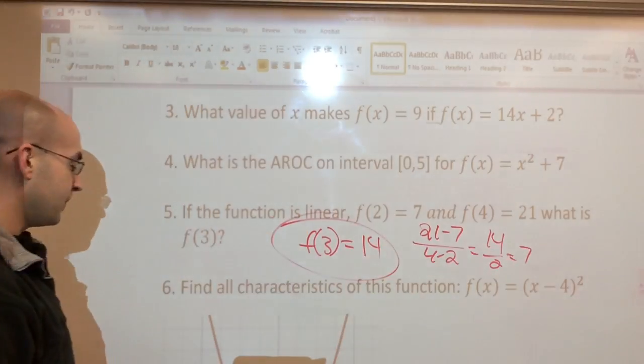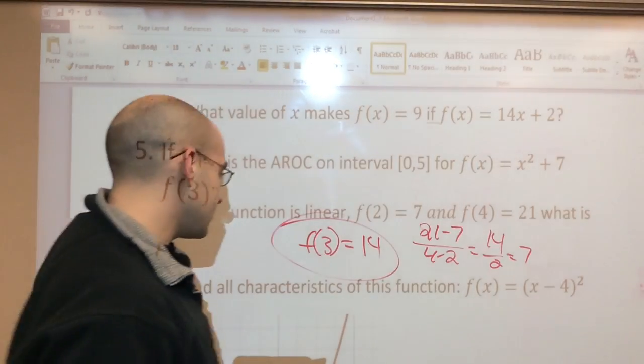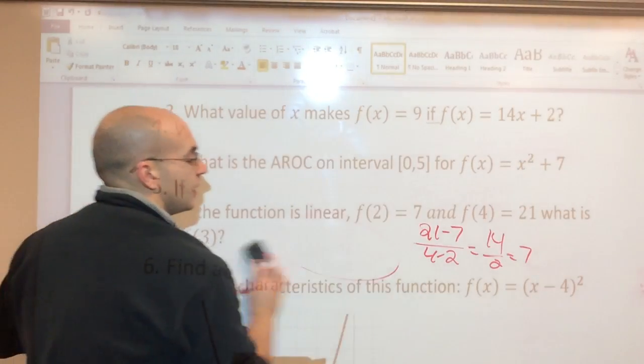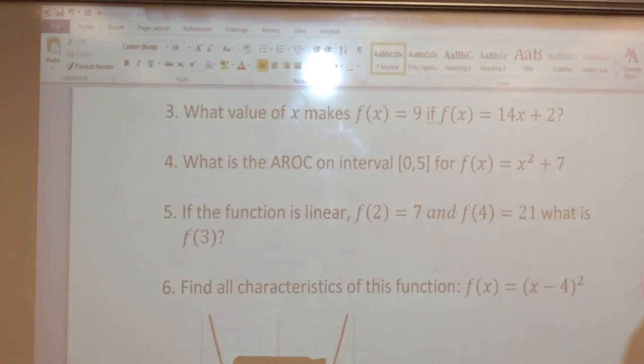Yeah, f of 3 is 14. We're already on number 5. See how fast that went? Actually, 5 minutes. Okay. This is a good review. These are some pretty good questions. Remember slope. It's going to be all over the place.